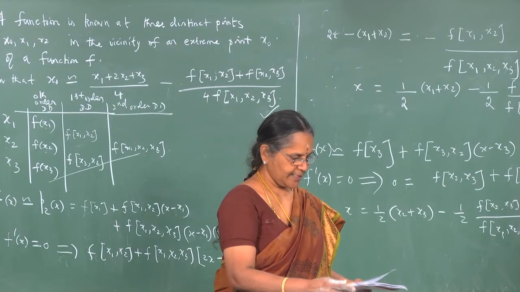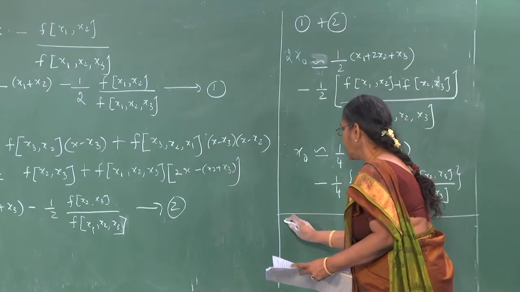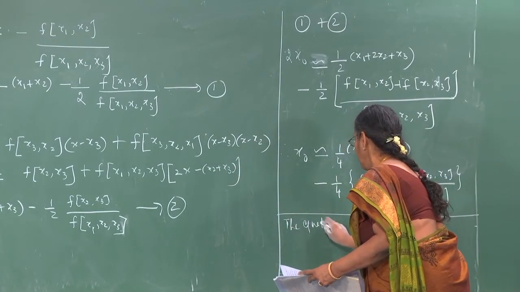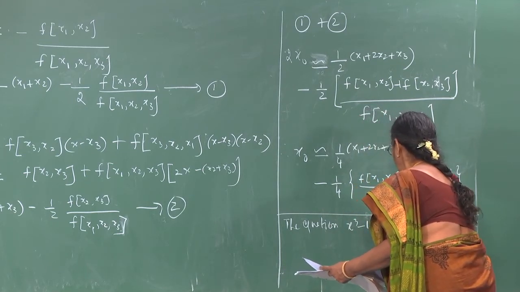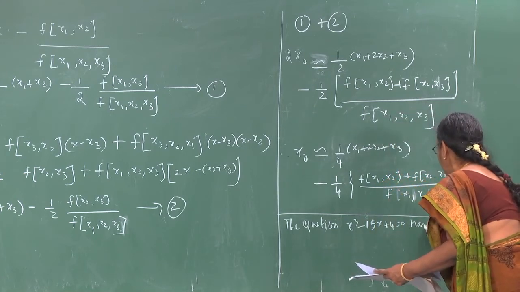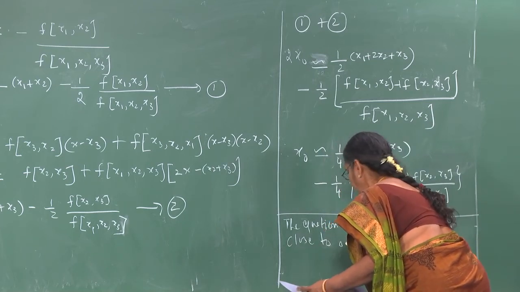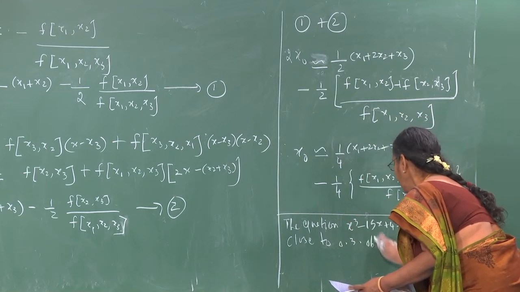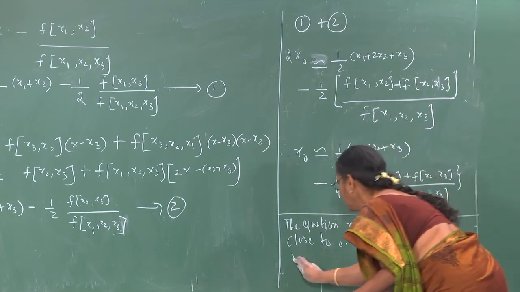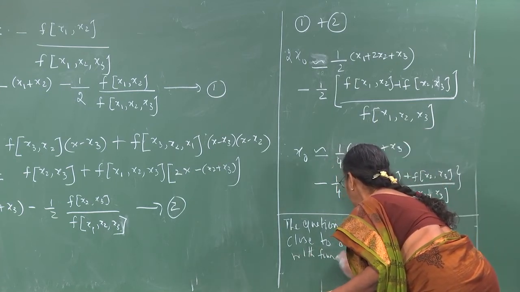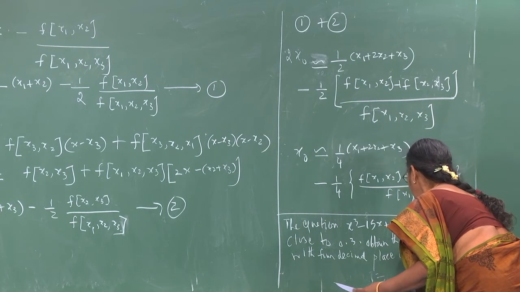Let us now see how we can solve the following problem. It says the equation x cubed minus 15x plus 4 equal to 0 has a root close to, say, 0.3, and you are asked to obtain this root with 4 decimal place accuracy.